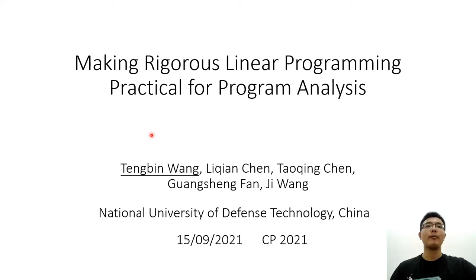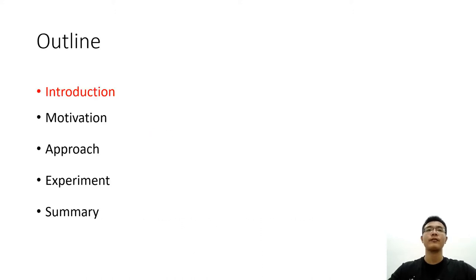I'm going to talk about making rigorous linear programming practical for program analysis. This is joint work with Liqian Chen, Taoqing Chen, Guangsheng, and Wang. This talk contains five parts, that is introduction, motivation, approach, experiment, and summary.